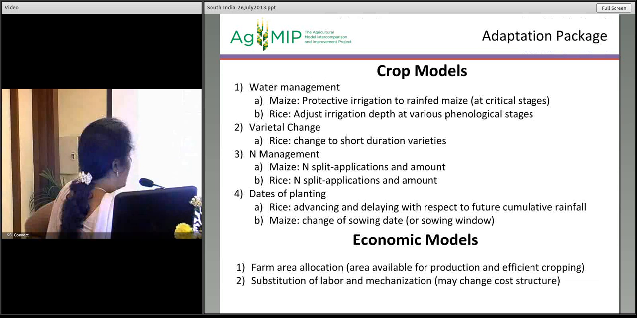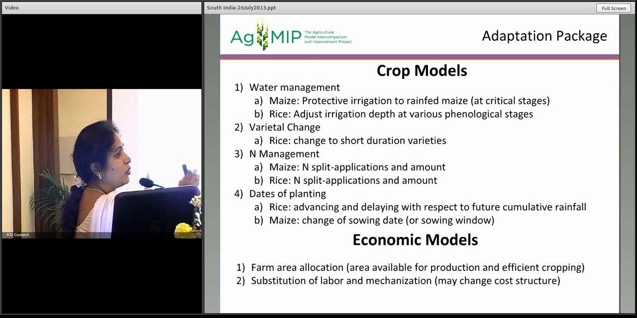Okay, so these are the adaptation packages we thought of. As far as the crop model side is concerned, we are thinking of 4 major adaptation practices, mainly water management. Our area is constrained with water, so we wanted to give importance to water management. As far as maize crop is concerned, giving 1 or 2 protective irrigations to rain-fed maize at critical stages, we wanted to find out what impact it would have and link it as an adaptation package. In the same way in rice, adjusting the irrigation depth at various phenological stages. Maybe not following the same 5 centimeter depth, we would try to restrict the amount of water in the earlier stages and at the late stages, but we would keep more water for the flowering to grain filling stage, which is very critical for the rice crop.